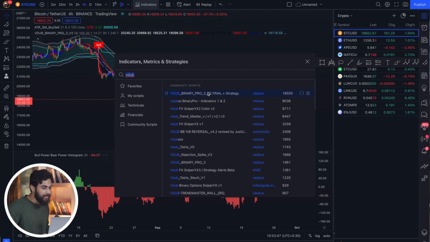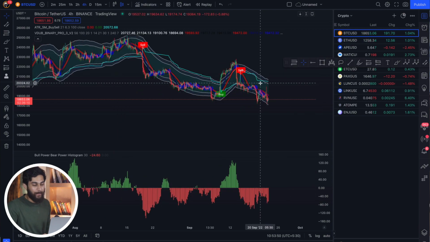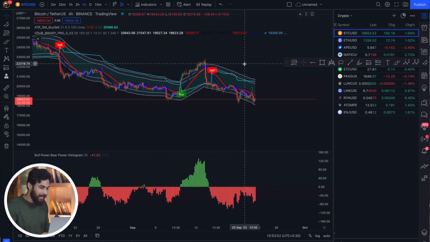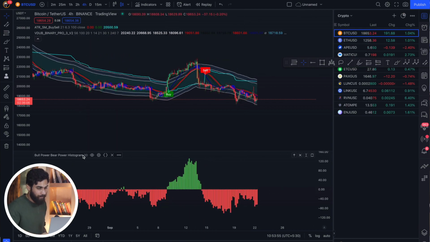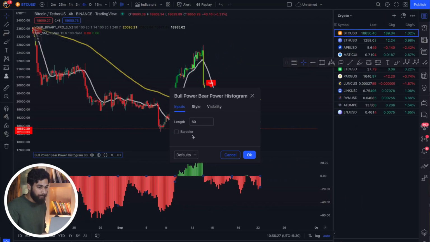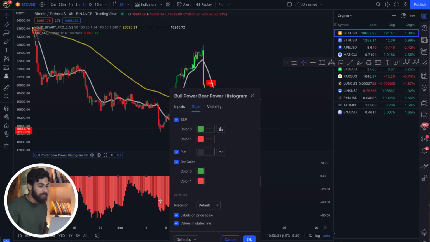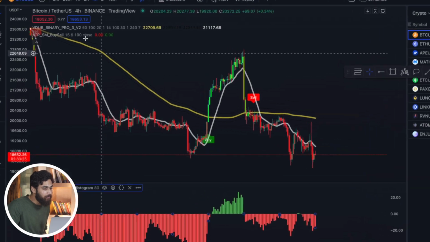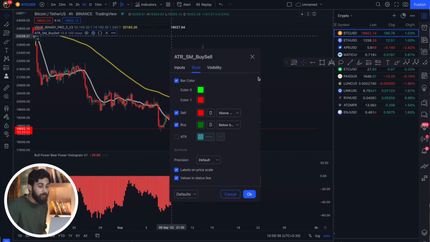We have added all the three indicators and made the chart look messy. So now let's clean it up and set up the chart and make it look clear. For that, first go to the settings of bull power indicator and adjust it as per my chart. You can even screenshot this section and adjust your setting as per this. Now adjust the settings of ATR smooth and screenshot these two sections, that is the style section and the input section.